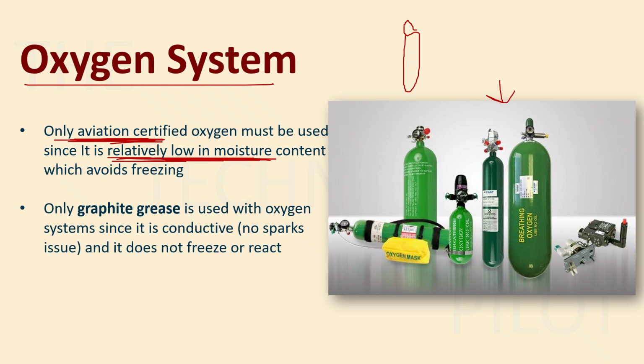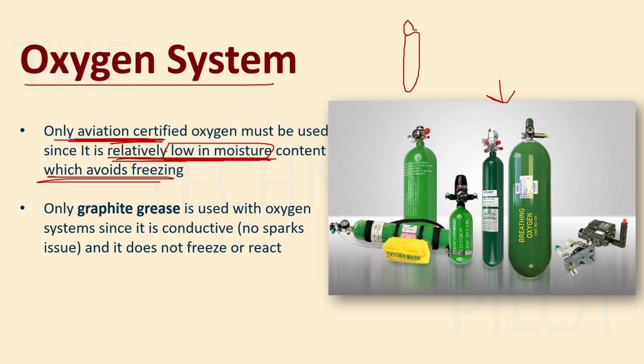The moisture content is low because it can freeze in the air. If you imagine the pressurizing system failed, it will be freezing at that high altitude, and the oxygen gas itself can freeze, right? So our system will fail. That is why it has a low moisture content, and it avoids freezing.